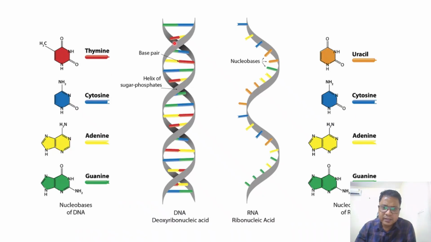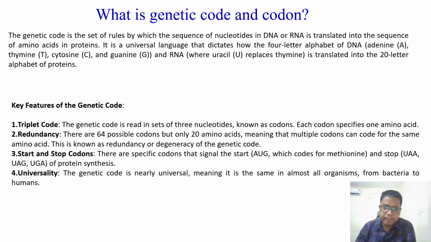We can see this is the more clear presentation of difference of DNA and RNA. Now discuss what is genetic code and codon. This is very important to know.